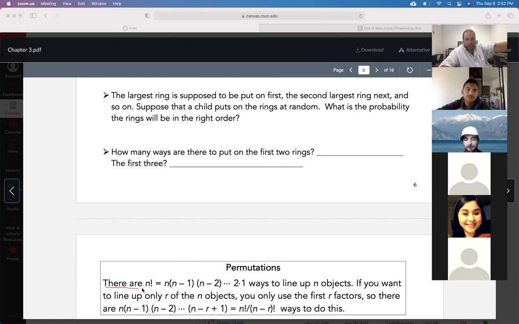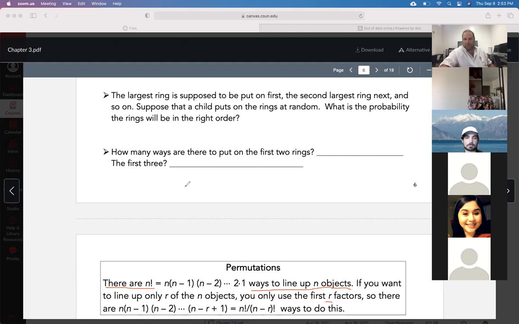First, there are n factorial ways to line up n objects. And the last example illustrated that. If you want to put 6 objects in a row, 6 choices for the first, 5 choices for the second, 4 for the third, 3 for the next, 2 for the next, 1 for the next, 6 times 5 times 4 times 3 times 2 times 1, 6 factorial. If it was 10 objects, 10 for the first, then 9, then 8, then 7, 6, 5, 4, 3, 2, 1, 10 factorial. So there's n factorial ways to line up n objects. But suppose you don't want to line up all n of them. Suppose you only want to line up r of them.